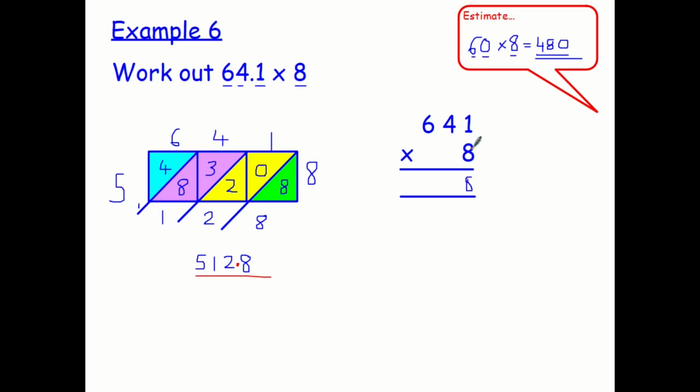4 times 8 is 32. You put your 2 there and you carry your 3. And then you do 6 times 8. 6 times 8 is 48, plus 3 is 51. 5128, and then think about your decimal point, and you get the answer there to be 512.8.